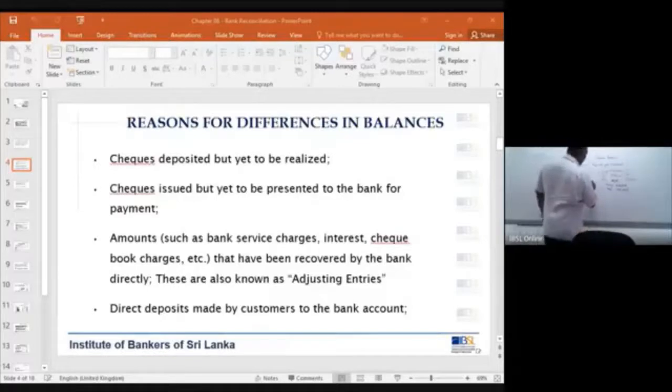So you will credit your bank column in the cash book. CB means cash book. So automatically your bank balance in your cash book will come down by 125,000. Okay. Now just think about this.